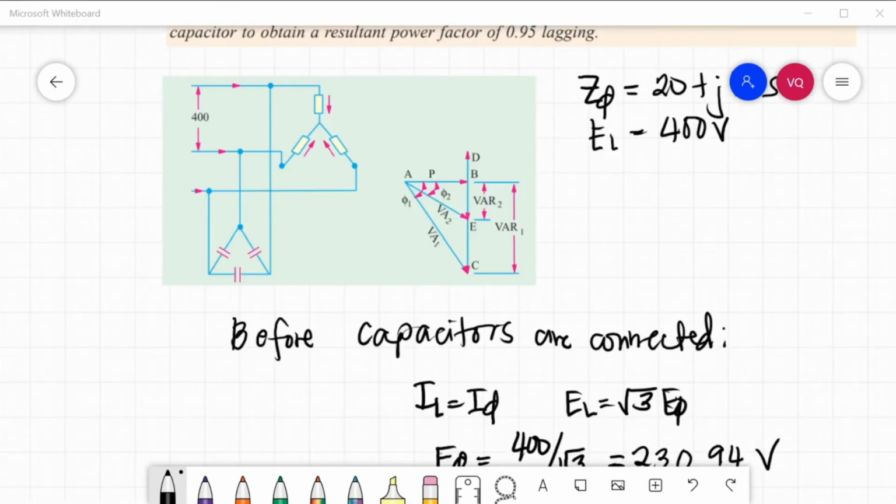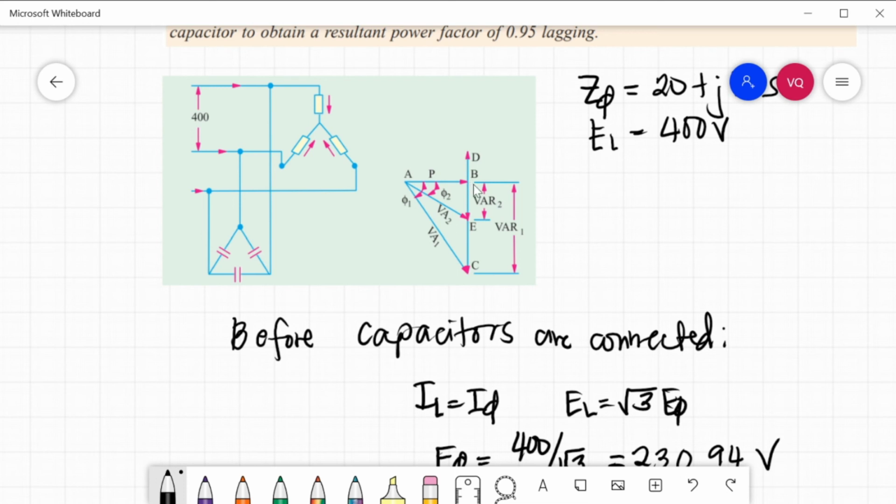This is the vector diagram of our Y connection. This is our theta 1, and this is the var or the Q. And this is its apparent power, S. And this is the true power, P.